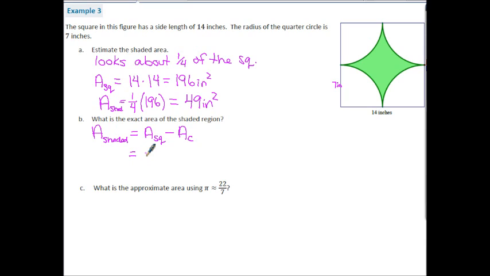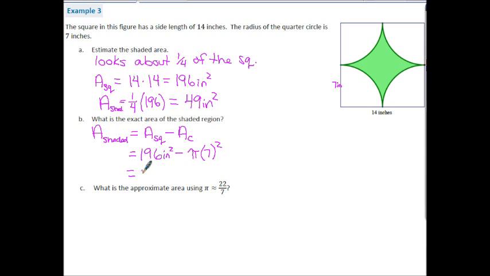Now we already know the area of the square from our previous work right here is 196 inches squared. We don't have to do any work there. We do need to find the area of the circle. So area of a circle is pi times r squared, and they already told us the radius is 7 inches. So this is going to be pi times 7 squared. Okay, so then we can evaluate the 7 squared as 49.